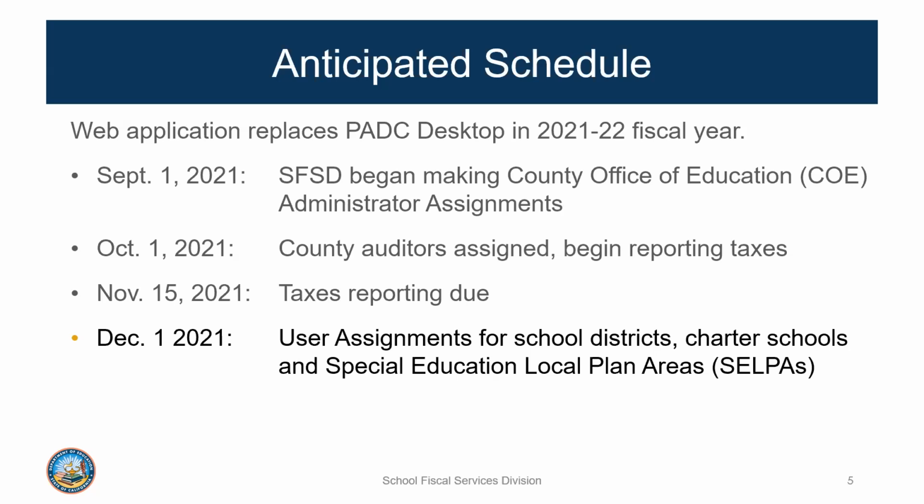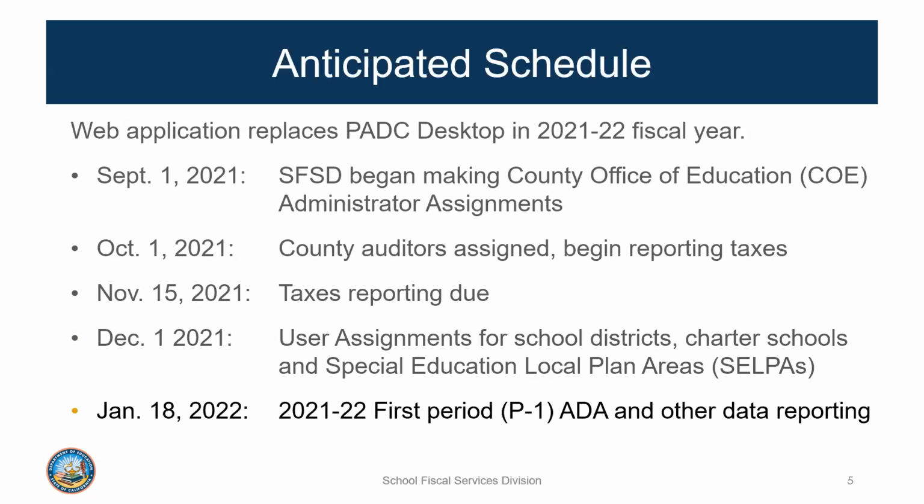Every county will be on a slightly different schedule. So there's nothing preventing a county from starting this assignment process now. However, we want to emphasize the importance of getting the tax data collection arranged as a priority before everyone proceeds to assigning other users. And of course, the bulk of the 2021-22 first principal apportionment period reporting is due on January 18th, 2022. This will include ADA, charter school physical location, transfer of funds options, and infant funding.